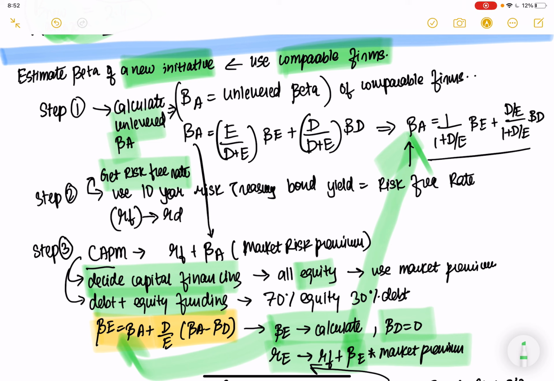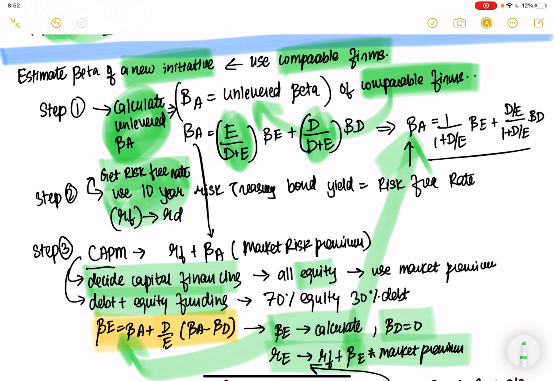Generic 3 steps. First, you want to find out an unlevered beta, right? And the way we do unlevered beta is, as we saw earlier, a weighted average. You find out the comparable firms that are doing a similar project to the one you're trying to invest in, and then you find out their unlevered beta. Once you have that, you find out your risk-free rate, and that is step 2. Typically you can do that using a government bond yield, and that'll be your RF.